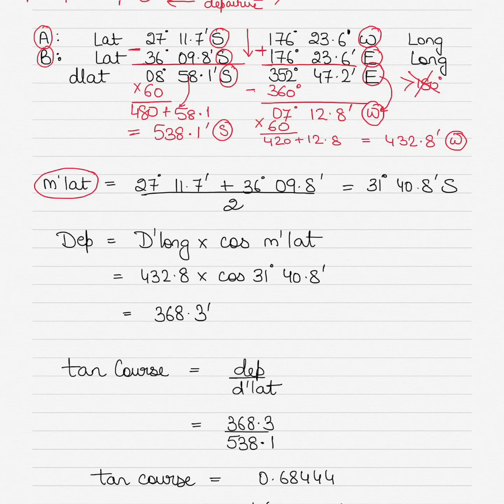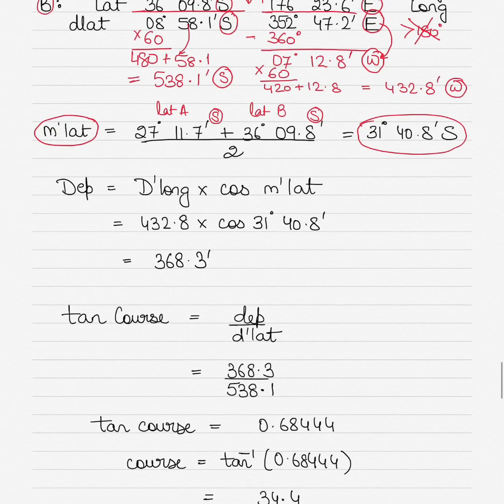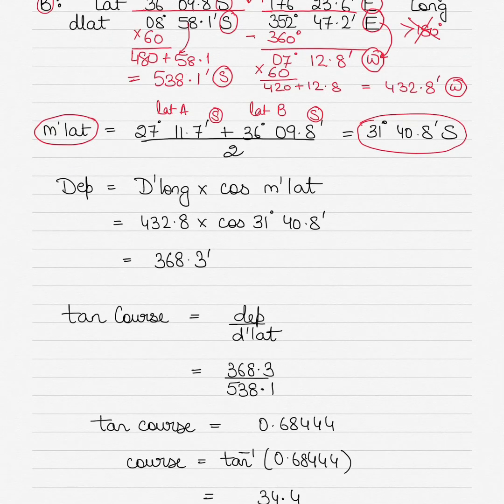To calculate mlat, if they are both in the same hemisphere, that is both of them are south or both of them are north, you just add the two latitudes, latitude A and latitude B, and divide by 2. So you add 27 degrees 11.7 minutes to 36 degrees 9.8 minutes, and once you divide it by 2, the answer you get is 31 degrees 40.8 minutes. And of course it's south, because both your latitudes are in the south, so the point in the middle of them will also be in the south.